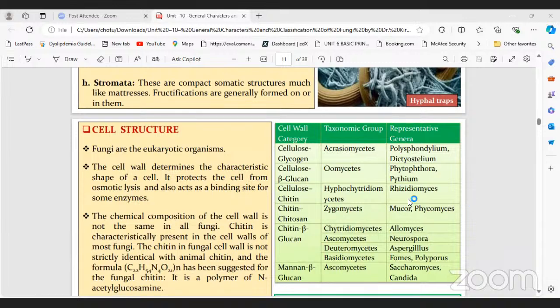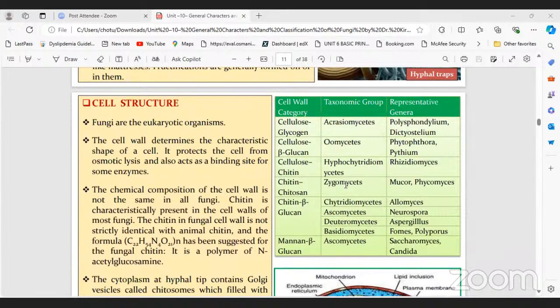What is the taxonomic group? Rhizidiomycetes. Okay. Another one, the Zygomycetes order. The cell wall is made up of chitin and chitosan. Here you can observe Mucor and Phycomyces, both present. Next is another taxonomic group: Chytridiomycetes, Ascomycetes, Deuteromycetes, Basidiomycetes.